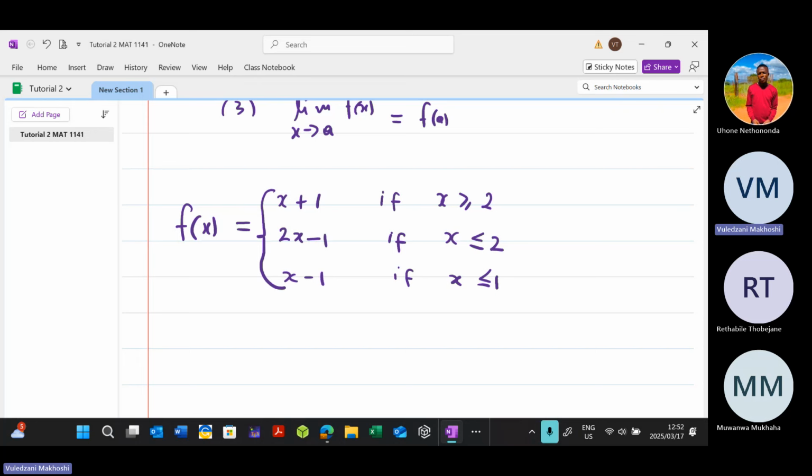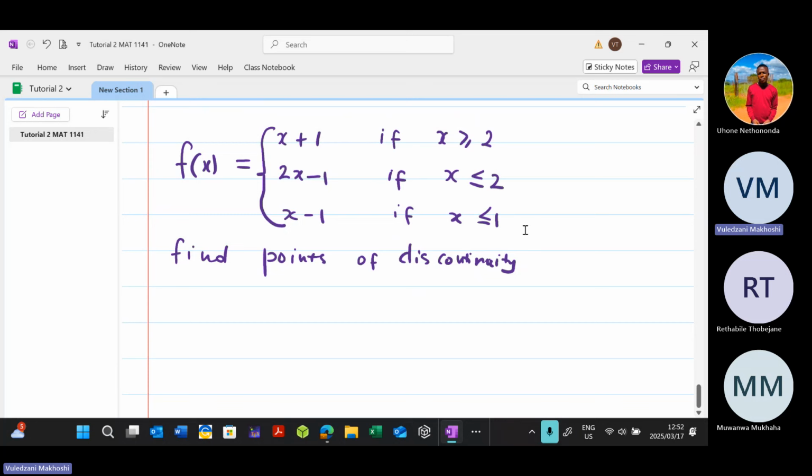So we want the points of discontinuity of this function. How do we deal with that? Then we note that we have 2 and 1. So we are checking whether our function is continuous at 2 and also at 1.